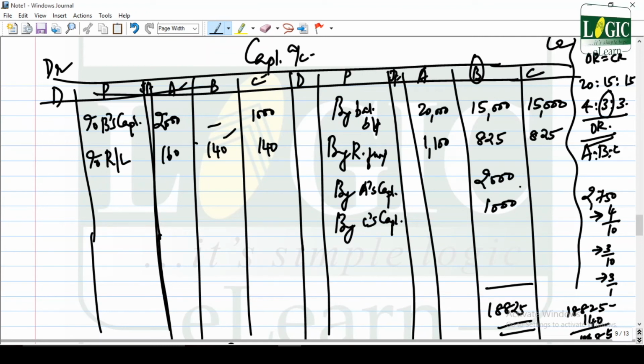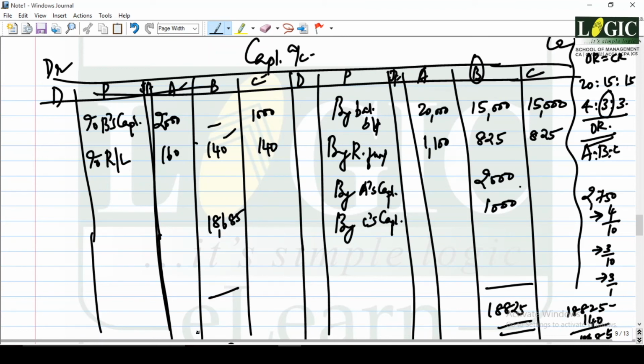18,625 I think. 18,825. 18,825 minus 140 gives you 18,685. That is the amount payable to the retiring partner, that is B.